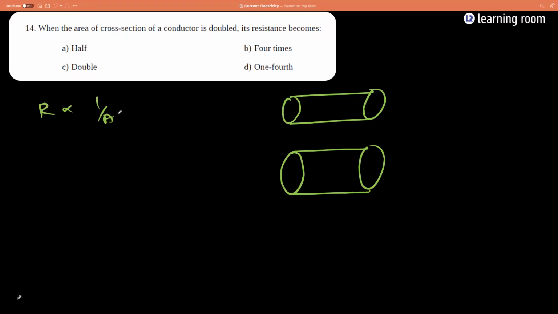Are you able to understand the difference between these two terms? Yes, sir. When you extend the wire, the area of cross section will decrease, but the length will increase. Whereas here, what did they say? They didn't say anything about length. So the area gets doubled. The answer will be half.